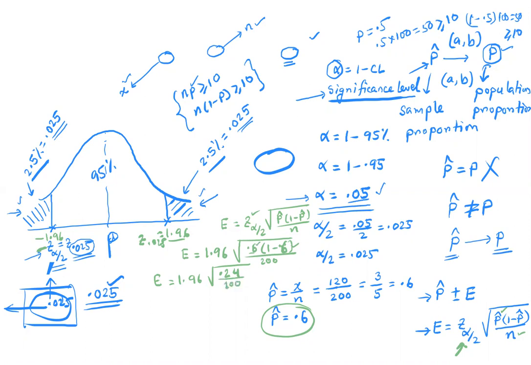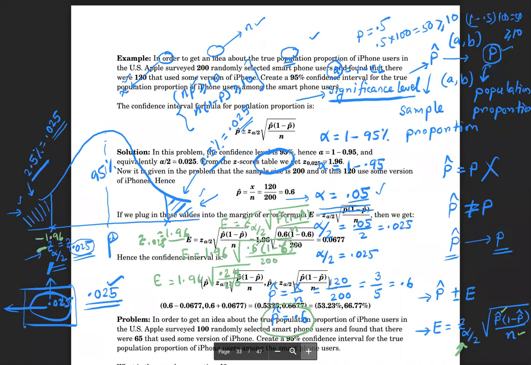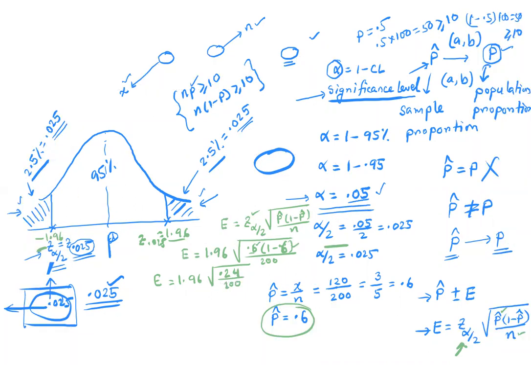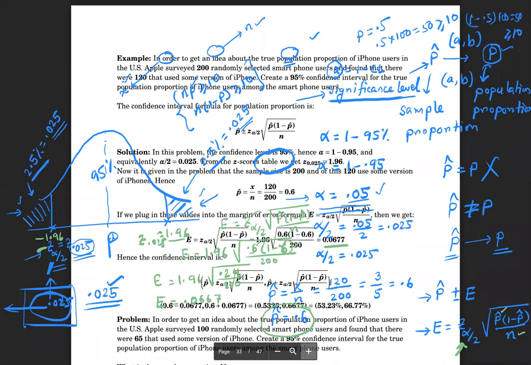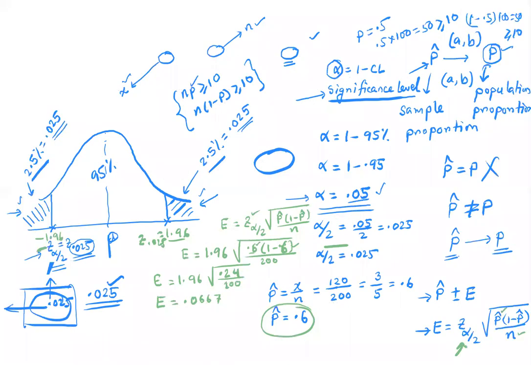Now, if you do the math, your margin of error is going to be 0.0677. So your E is 0.0677. That's your margin of error.